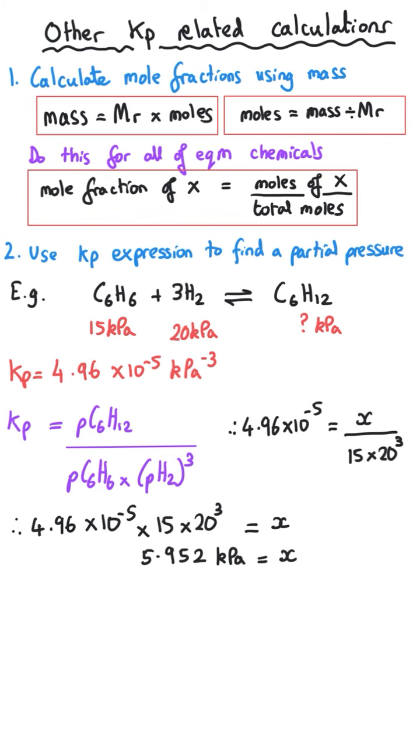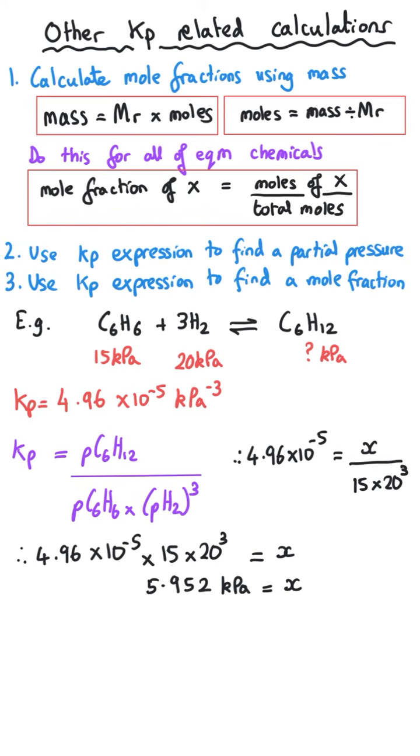Alternatively, but very similar, we might be asked to do almost the same thing, but to use a Kp expression to find a mole fraction. In this instance, we'd have to be given the value of Kp, we'd have to be given the partial pressure of most of the other chemicals, and we'd have to be given the total pressure.